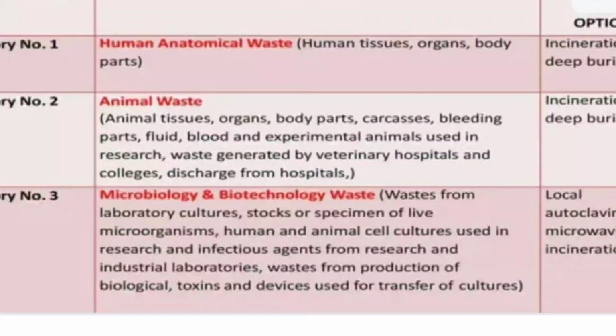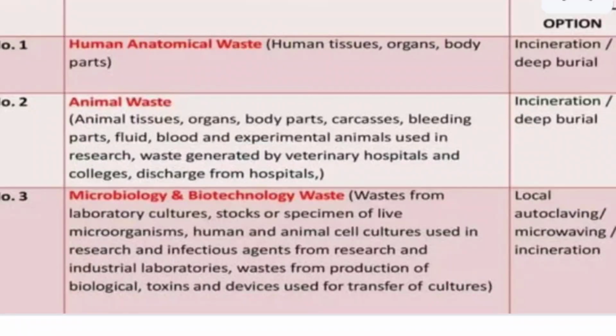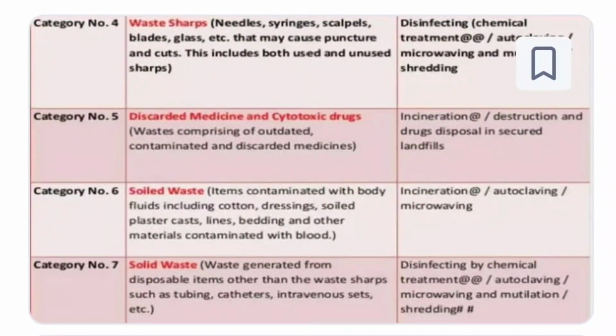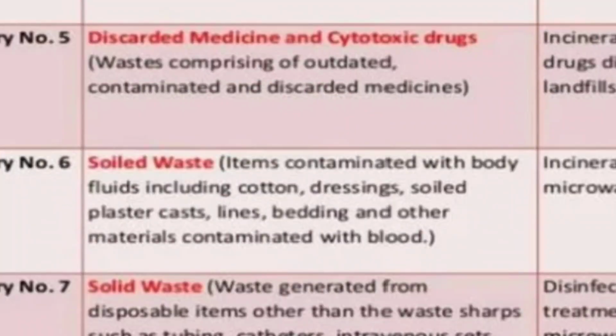Next we will move on to category 4. Under category 4, waste sharps, that is needles, syringes, scalpels, blades, glass, etc. Puncture items. All these can be disinfected by chemical treatment, or you can use microwaving and shredding. Then category number 5, discarded medicines and cytotoxic drugs. This is waste comprising outdated, contaminated and discarded medicines. Again you can go for incineration, or you can bury the drugs in landfills.